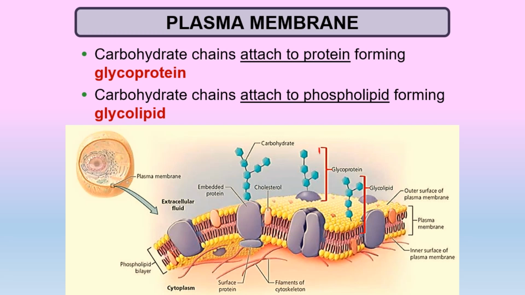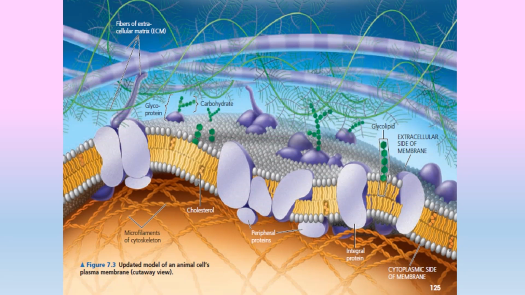Carbohydrate chain that attach to protein here, forming glycoprotein, while carbohydrate chain attach to phospholipid, forming or known as glycolipid. This slide shows label diagram for plasma membrane of animal cell.